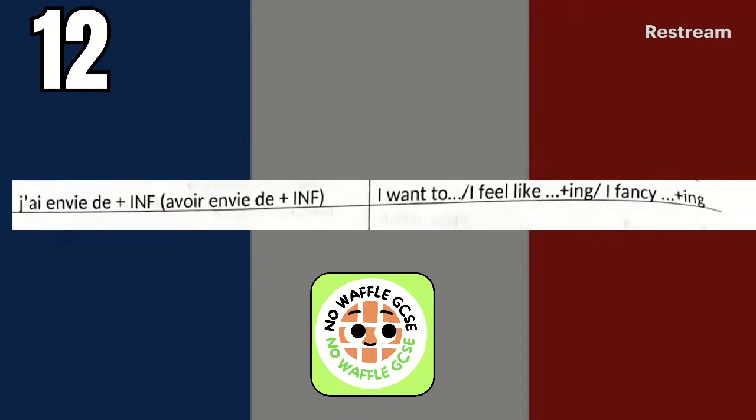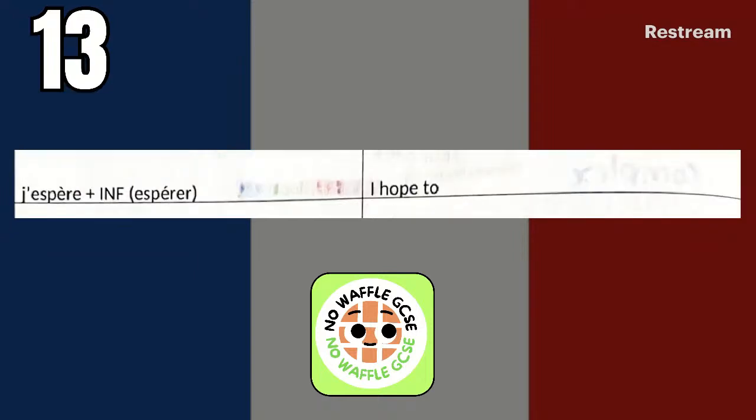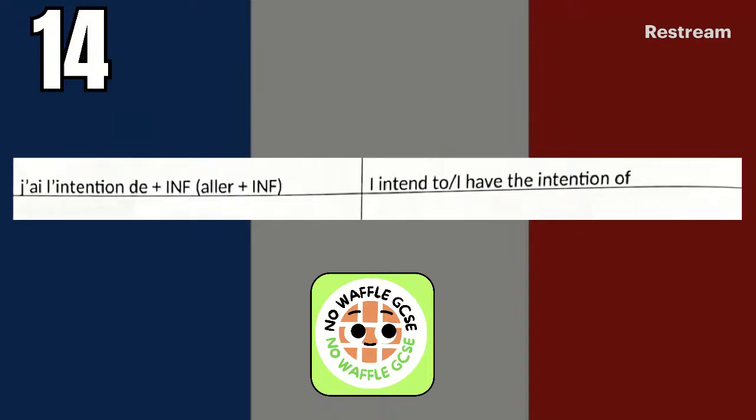J'ai envie de plus infinitive, which is another way of saying like I like something or I want to do something or I feel like doing something. J'espérais plus infinitive, so I hope to, another infinitive structure. J'ai l'intention de plus an infinitive, which means I intend to do something.